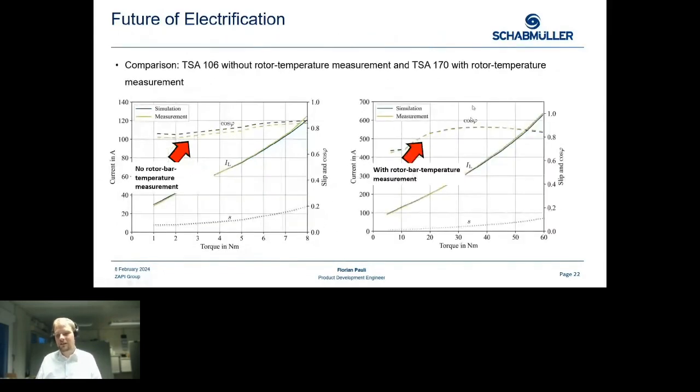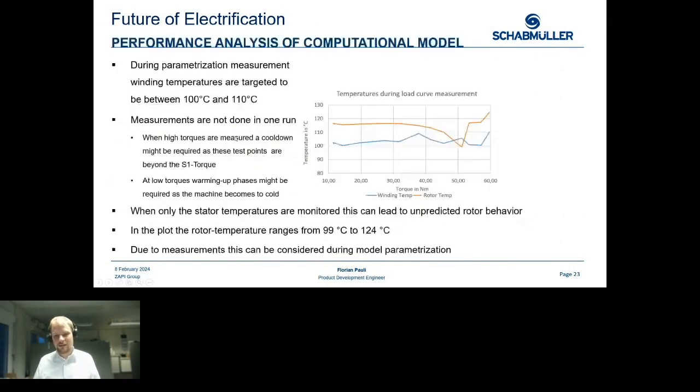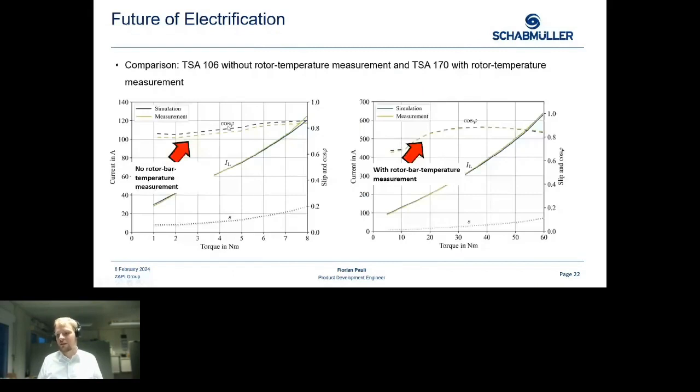Here you can see the comparison between the two measurements, with and without rotor bar temperature measurement. We already yield good results, but with rotor temperature measurement, we can even fit the measurement data better with our simulation.